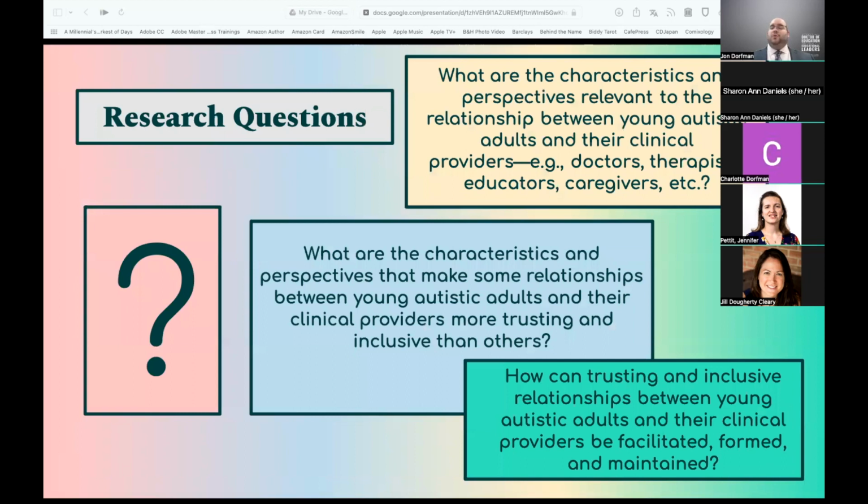So what we're looking at is, what are the characteristics and perspectives relevant to the relationship between young autistic adults and their clinical providers? What are the characteristics and perspectives that make some relationships between young autistic adults and their providers more trusting and inclusive than others? And building off that, how can trusting and inclusive relationships be facilitated, formed, and maintained between young autistic adults and their clinical providers?